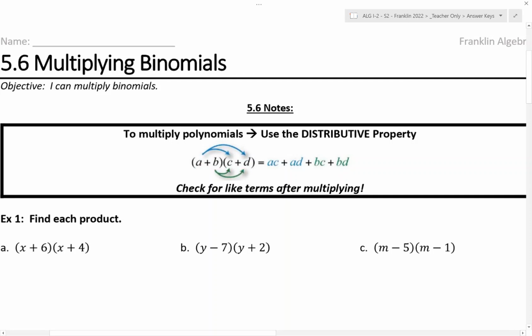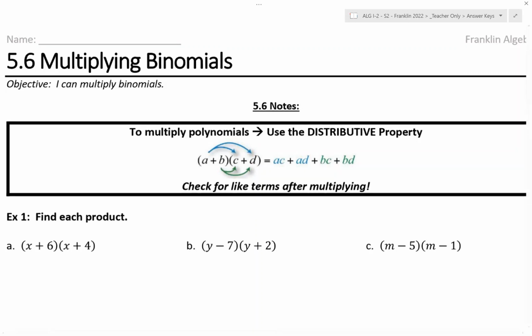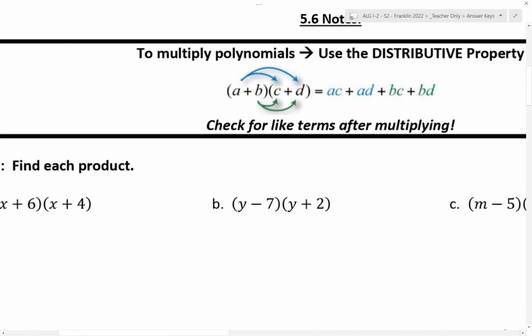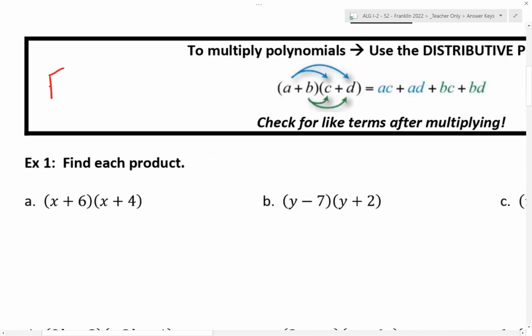Just like we've used the distributive property before, multiply through to each term in the second one, but do this for each term in the first one. Then check for like terms after multiplying to simplify the polynomial further. So let's try it. This is also known sometimes as the FOIL method. By the way, you'll hear FOIL, which stands for first, outer, inner, last.